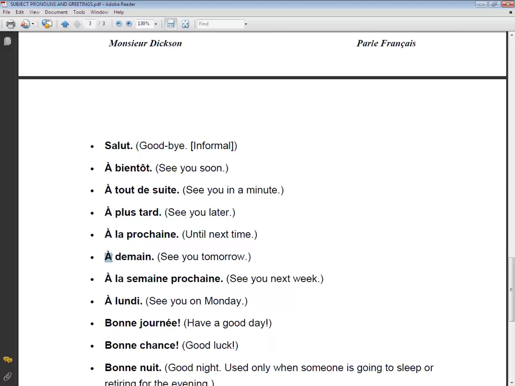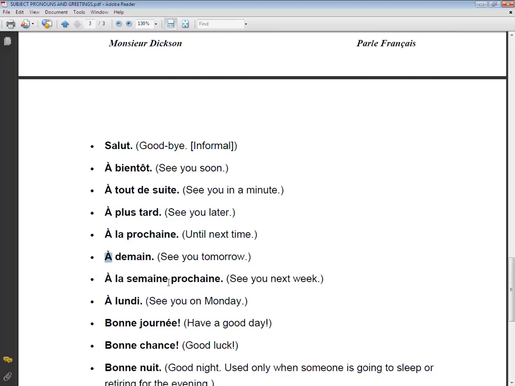But without this preposition à, it simply means tomorrow. So when you say I'm traveling tomorrow, you already know that tomorrow in French is demain. But to make it fall under greeting, we say à demain. À means till, demain tomorrow, till that day. So we say see you tomorrow, à demain. Okay?